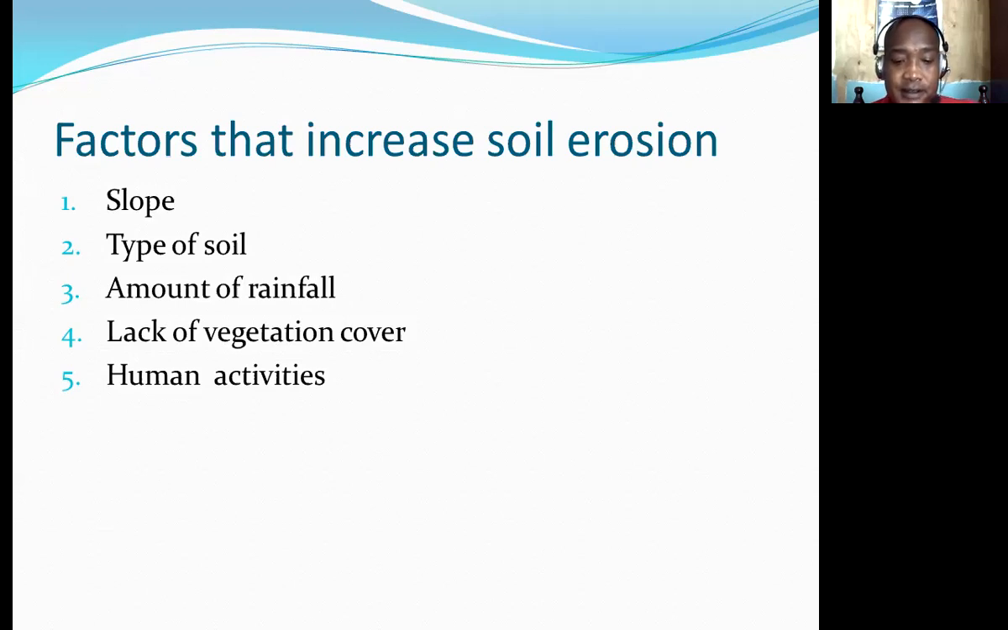Pupils, the rate or speed at which soil is eroded is determined by several factors. Let us start with slope. Land with steep slopes is eroded more and faster since water tends to flow fast downhill.